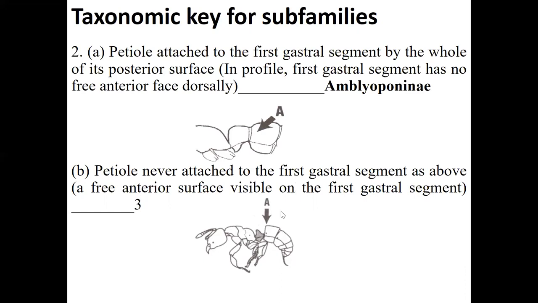Part B: petiole never attached to the first gastral segment as above. So there is a free area on this surface, that is on the first gastral segment. So a free anterior surface is visible on the first gastral segment.